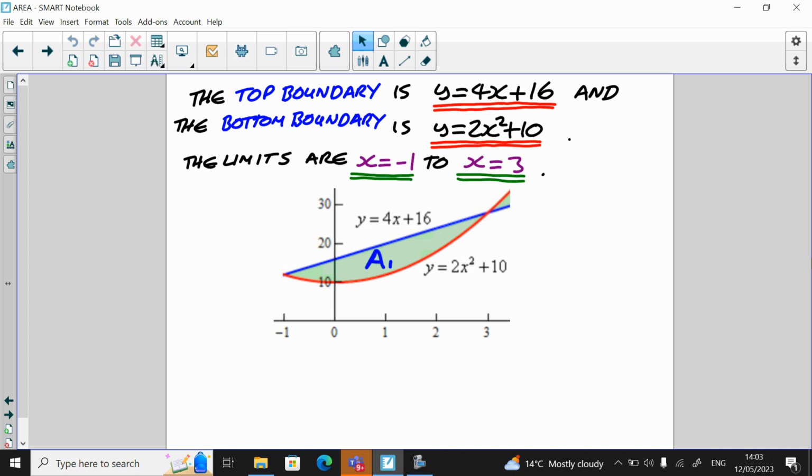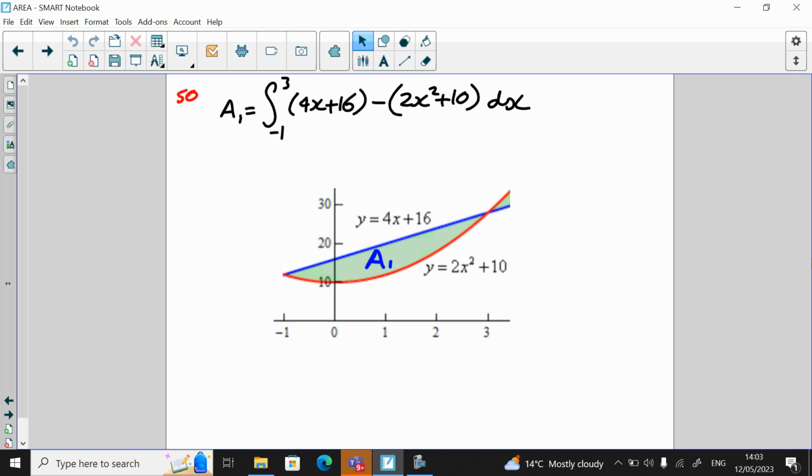2x squared plus 10 equals 4x plus 16. You could do that, and when you solved it, you would come up with x equals -1 to x equals 3. Taking a little shortcut here for you. Right, okay. So since we know the top boundary, bottom boundary, and we have the limits, we can set it up with the integral from -1 to 3, top minus bottom. And so that's what we've got there.